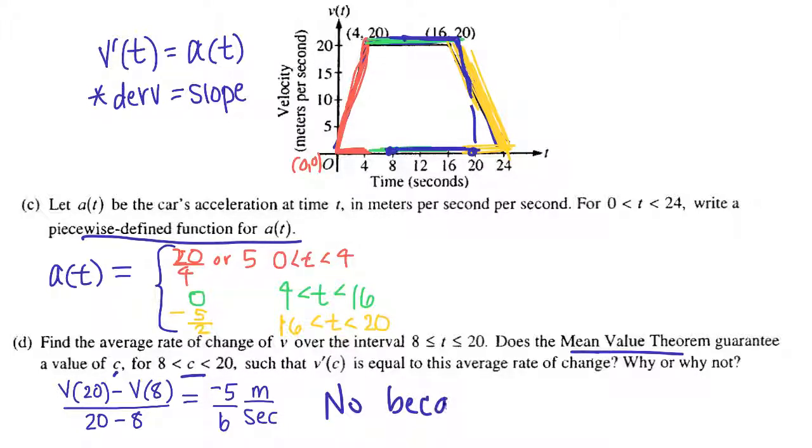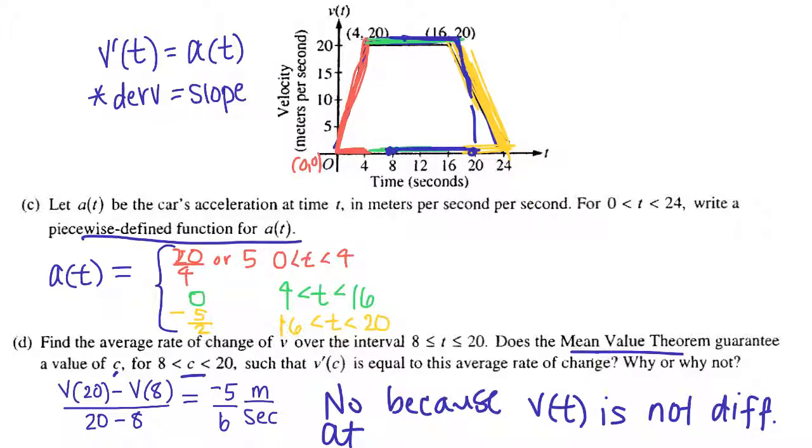because V at T is not differentiable, and I'm getting lazy, so I'm going to put DIFF at, and where do I have that sharp point at T equals 16? So no, I'm not going to have a derivative there. So if we're not differentiable over that open interval, then we cannot say that that's guaranteed.